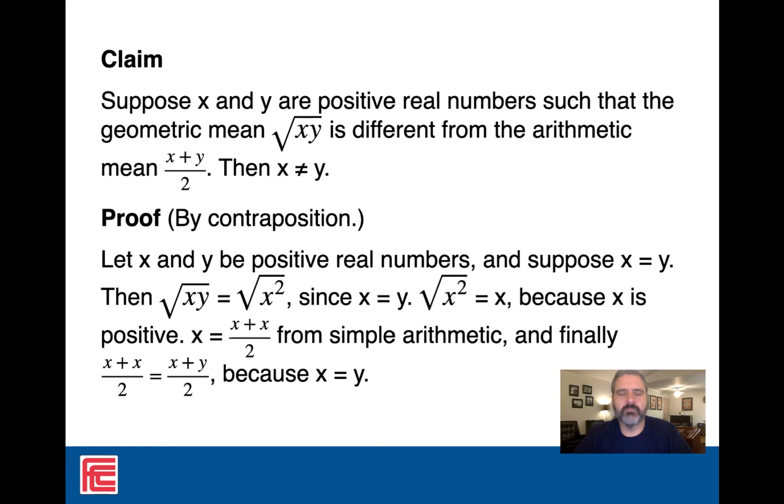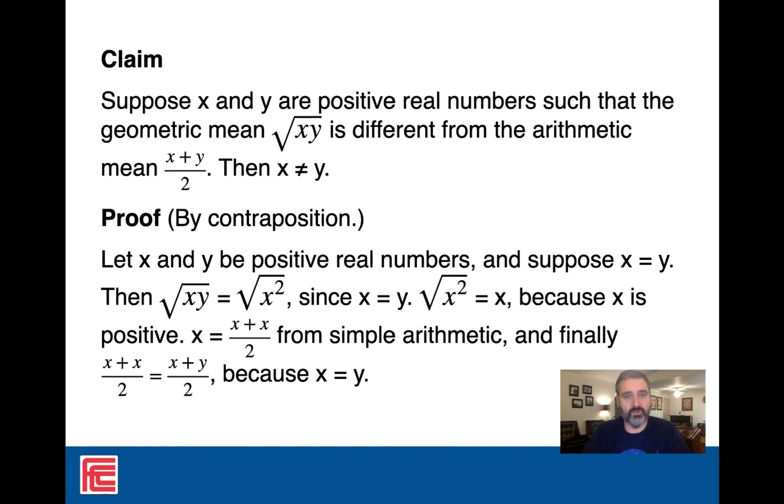So here is an example. Suppose x and y are positive real numbers such that the geometric mean, which is the square root of x times y, is different from the arithmetic mean. Add them together, divide by 2, right? So if that's true, if the geometric mean is different than the arithmetic mean, then x does not equal y. So instead of trying to prove this directly, we're going to prove this the opposite way. Really what this is saying is, suppose you have an x and y, the radical xy not being equal to x plus y divided by 2 implies x is not equal to y. So what we're going to want to do is flip it, right?